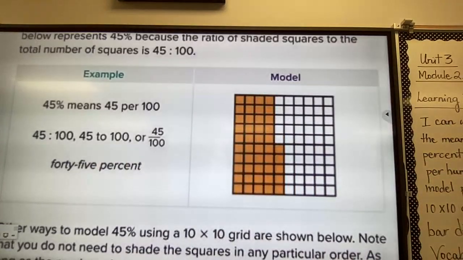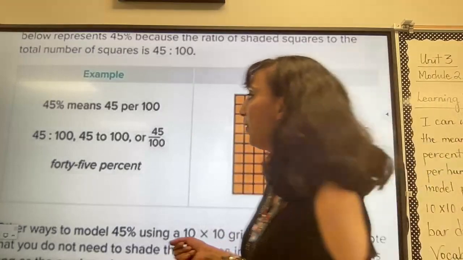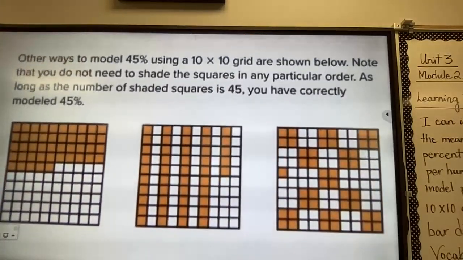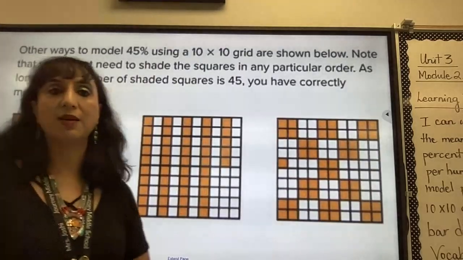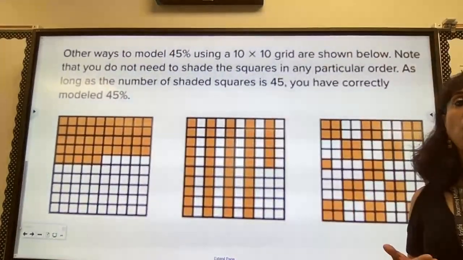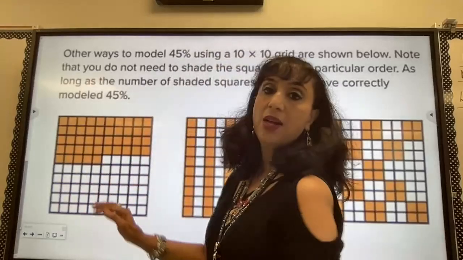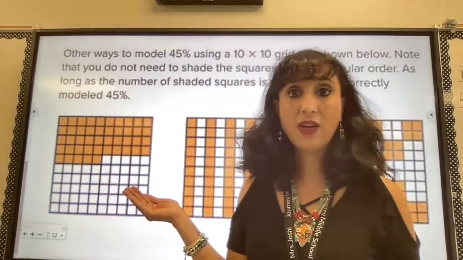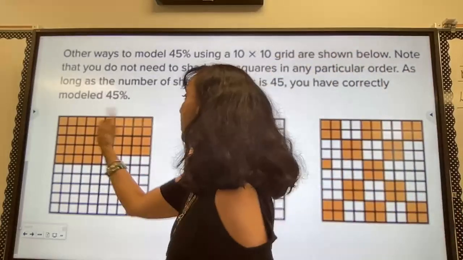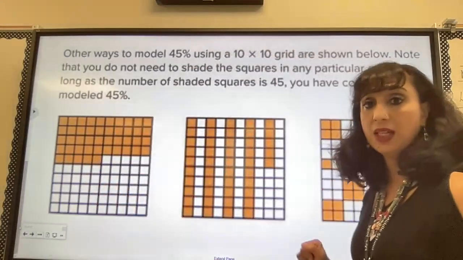Now, there are several other ways that I can model 45%. This is not the only way, so let me show you. And here are some more examples of 45%. So basically, what am I looking at? I'm just looking at what is shaded in. So 45% earlier was shown in the column way. It can also be shown like this. It basically depends on how many squares are shaded in. Each square is representing 1%. So look, 10, 20, 30, 40, and this is 5. So this is 45%.